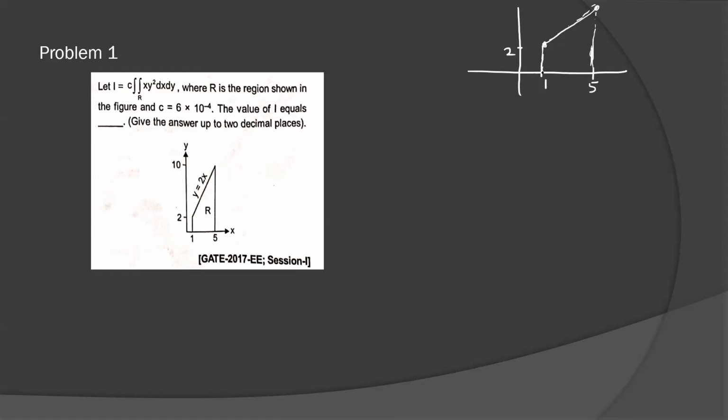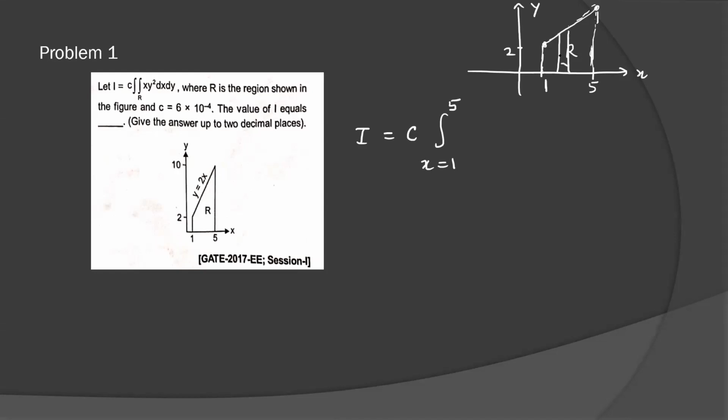So if you see, this is the bounded region. In this region, we can take one limit as a constant and another limit as a variable, because the bounded region sides are not parallel to the axis. If we take the limit of x as constant, then the constant limits of x are 1 to 5. What about the limit of y?